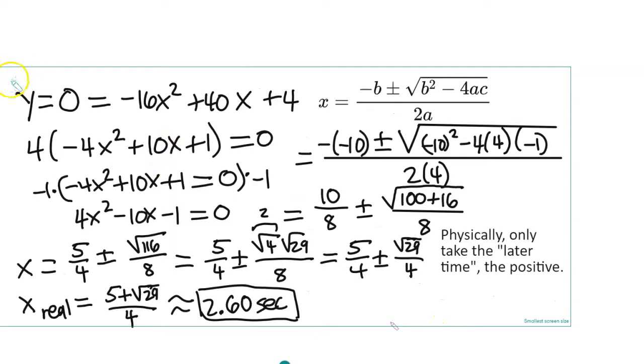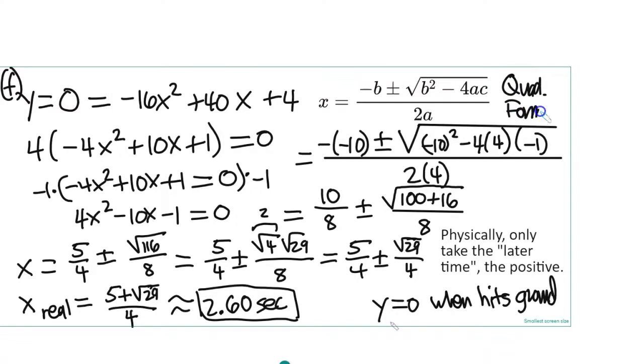For part F, we wanted to find when it hits the ground. So y equals 0 is when it hits the ground. We set the function equal to 0 and solved using the quadratic formula. Once we solved, we get the time when it hits the ground. This is the time at the ground. Remember, we threw out the -1 here because that would be a negative time.